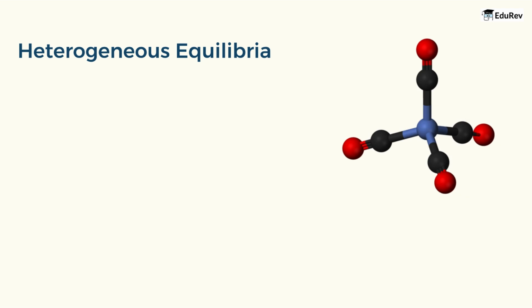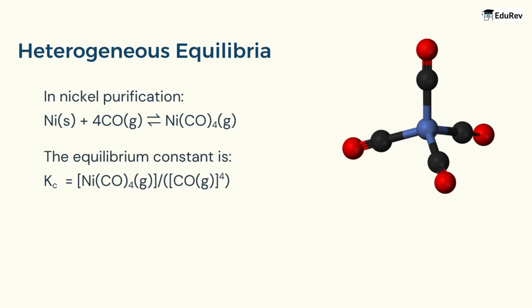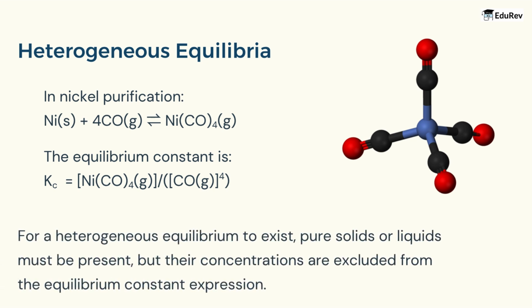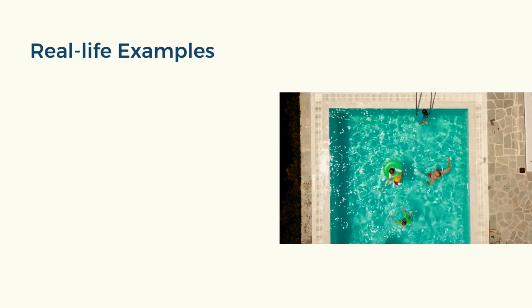Let us take another example. Nickel solid reacts with 4 carbon monoxide gas to form nickel tetracarbonyl gas. Here, Kc equals concentration of nickel tetracarbonyl gas divided by concentration of carbon monoxide gas raised to the power 4. For a heterogeneous equilibrium to exist, pure solids or liquids must be present, but their concentrations are excluded from the equilibrium constant expression. Let's look at some real-life examples of chemical equilibrium.